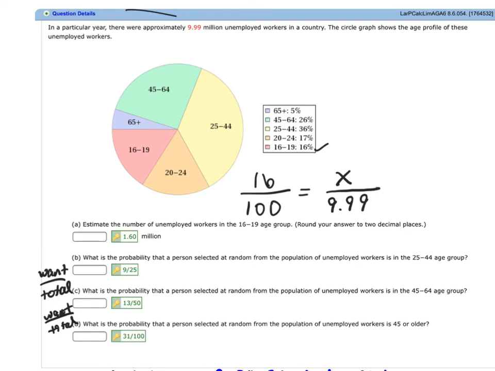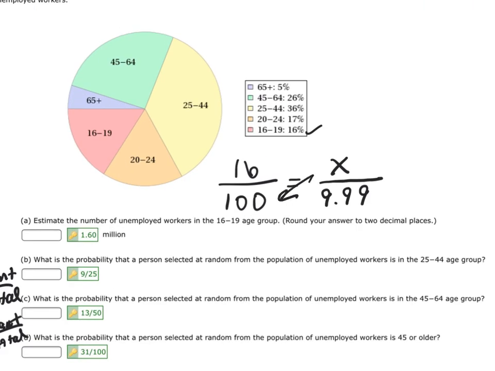Did I set that up correctly? Okay, so when I multiply, I get 100x equals 9.99 times 16, which is 159.84. Then to get x, I divide both sides by 100, so I get 1.5984. So that's where they got the answer of 1.6 million people.